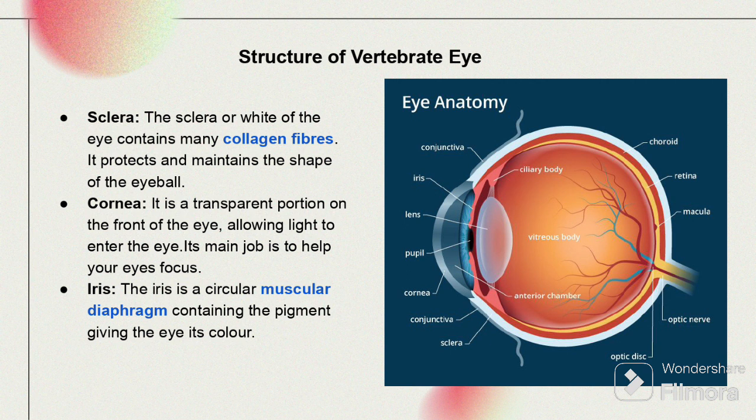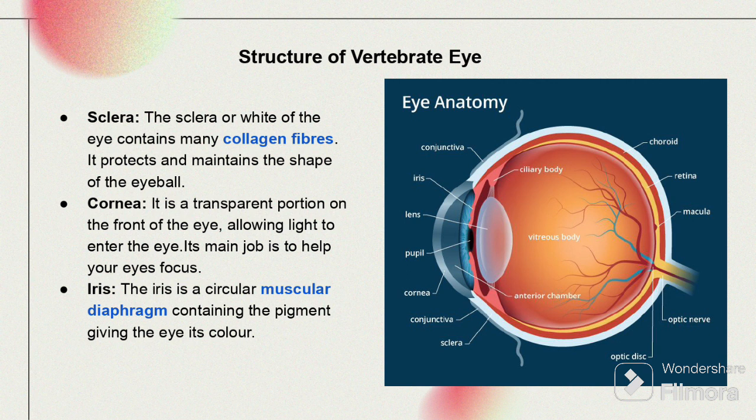The sclera, or white of the eye, contains many collagen fibers. It protects and maintains the shape of the eyeball. Cornea. It is a transparent portion on the front of the eye, allowing light to enter the eye. Its main job is to help your eyes focus.